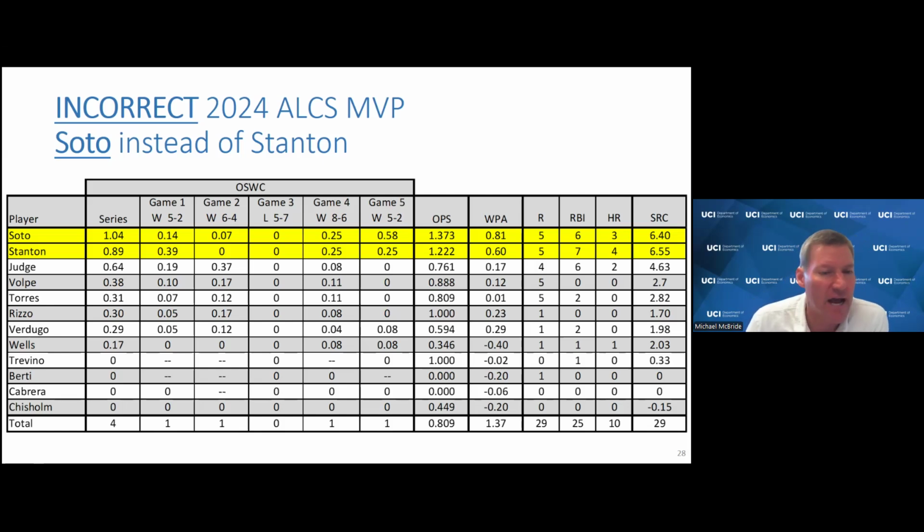So anyway, that's the sort of philosophical argument for why, in the OSWC statistic, the contributions in losses are not counted, but those are counted in the SRC. Certainly people can disagree philosophically on this, but that's the argument I give.